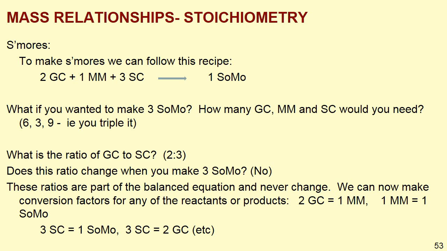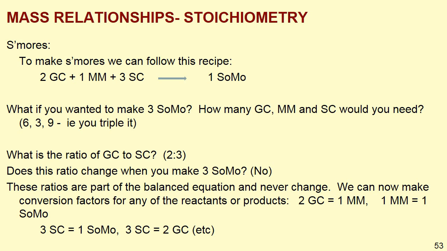How many graham crackers would we need? Well, you probably realize that you would triple it. If you want to make 3 s'mores, you have to triple everything. So that would mean you need 6 graham crackers. How many marshmallows? You would need 3 marshmallows. How many squares of chocolate? 9 squares of chocolate, and you can make 3 s'mores.